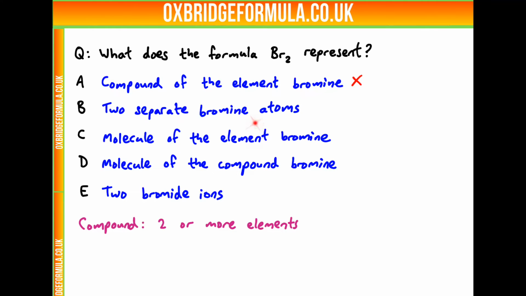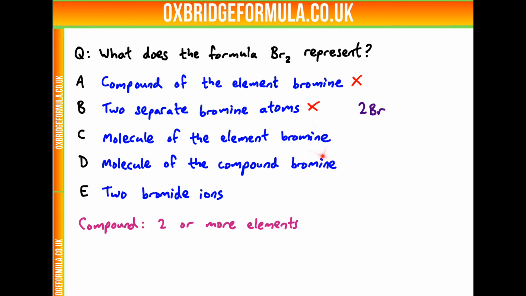What about B? Is this two separate bromine atoms? Well, no, because we have this small 2 after the bromine, which means that they are both present in the same entity. And so if it was two separate bromine atoms, it would be represented like so, as 2Br rather than Br2. So this is not the case.